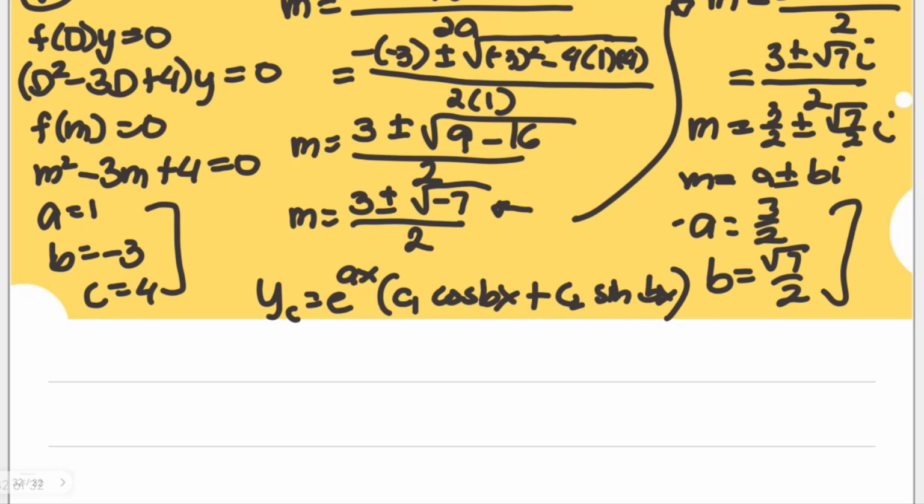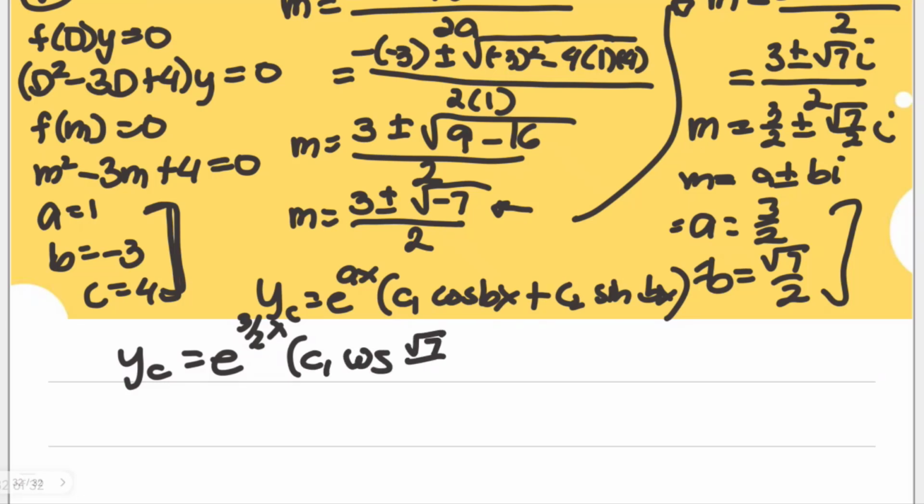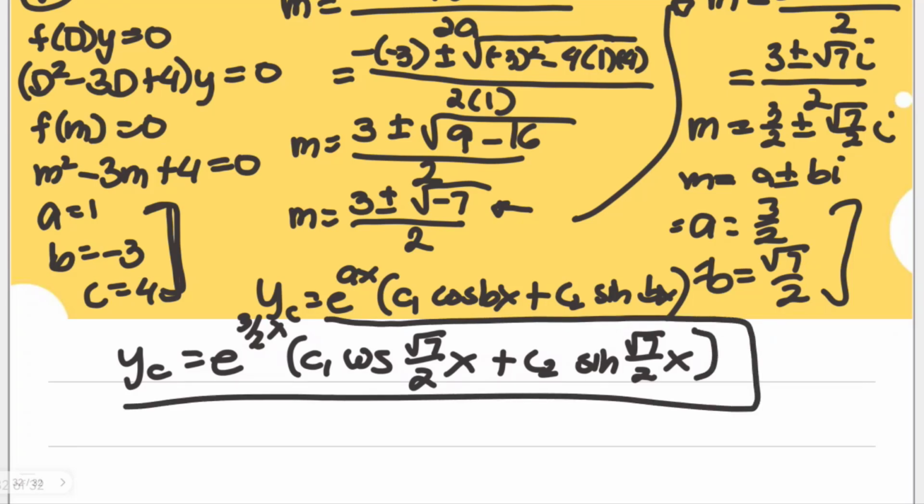These are the a and b we're going to use, not this here, because these were already used in the solution of our roots. So our y sub c, again, we are still on y sub c, is e to the power of a, which is 3 halves x, if I'm correct. Please take note of that. 3 halves x times c sub 1 cosine of b, which is square root of 7 over 2 x, plus c sub 2 sine of square root of 7 over 2 x. This is just for your y sub c.